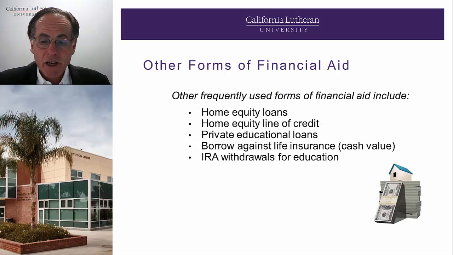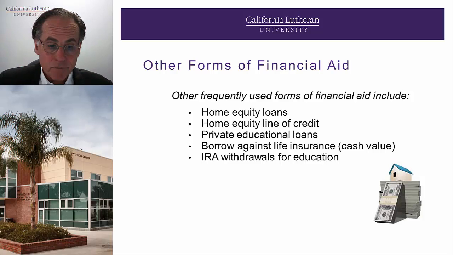Other sources of educational funds are home equity loans, home equity lines of credit, private educational loans, borrowing from the cash value of life insurance, and IRA withdrawals for qualified educational expenses. Note, the IRS provides a gift tax exclusion for direct payments of tuition and fees to qualified educational institutions.